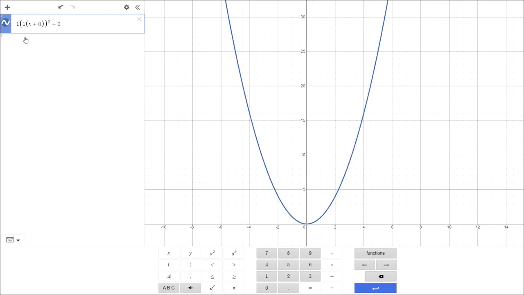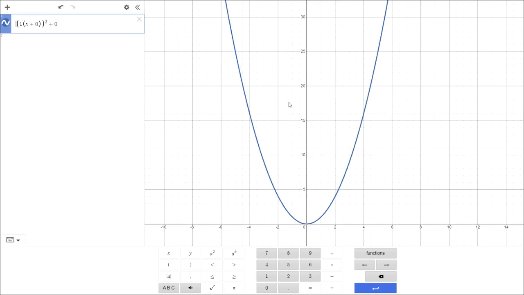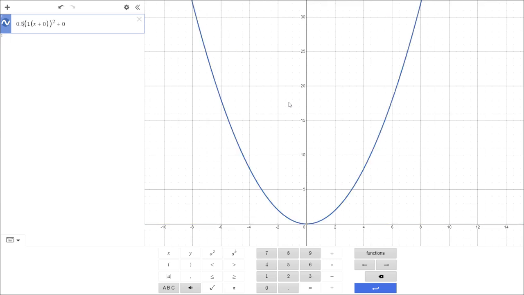Okay, so let's look at the k value first. So this was vertical stretch. So if we make k, which is 1 right now, a number higher than 1, like a 5, see how it's now vertically stretched, right? It's going up quicker now. And then if we make it something like 0.5 or so, then it's more compressed. It looks like it was kind of squashed down.